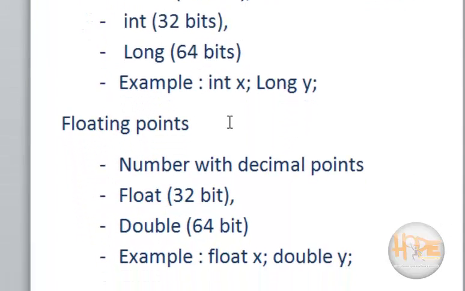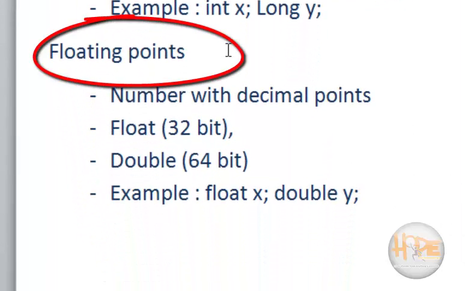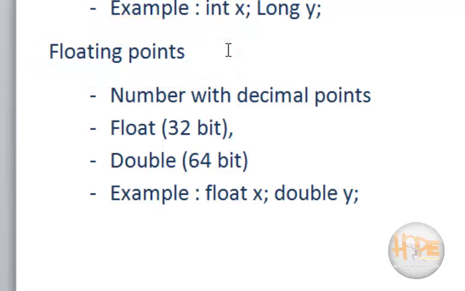Next, floating points. Floating point is used to represent number with decimal points. It contains float and double data type. Float occupies 32-bit space, while double occupies 64-bit memory space. Here is the example of float variable.